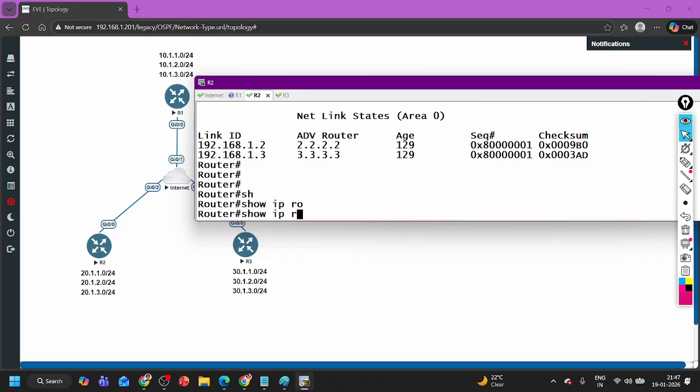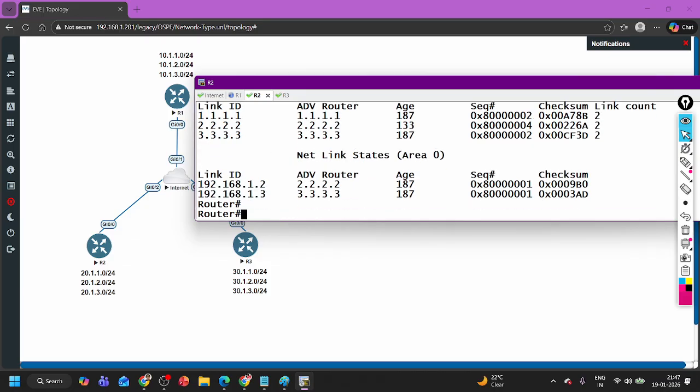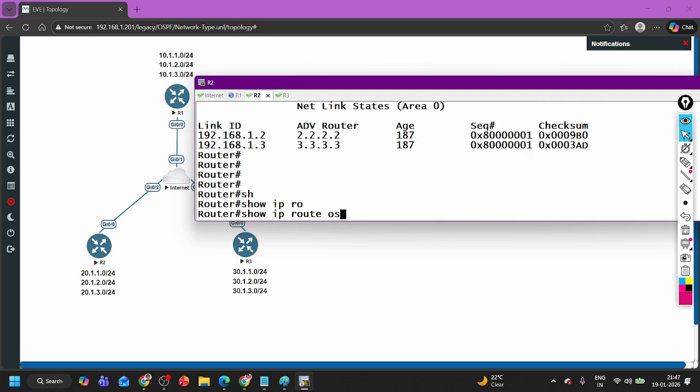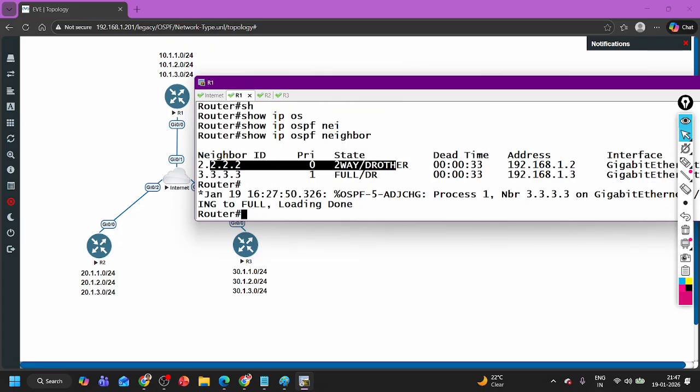So show IP OSPF database. This is an incorrect entry. That's why it has not been installed in the routing table. So show IP route OSPF, you can see. So spokes cannot communicate. Let's do one thing, Praful. Configure the hub router as the DR router. Then all issues are resolved.